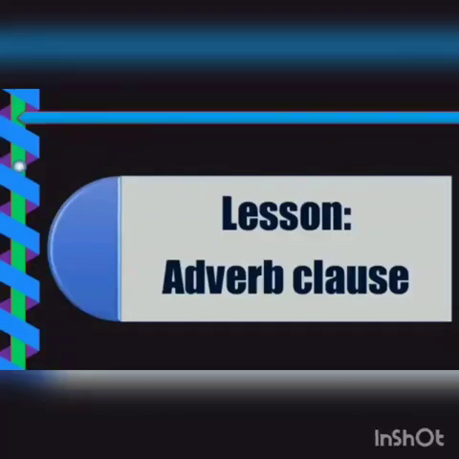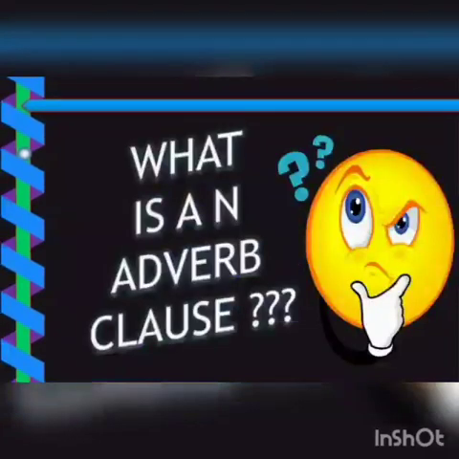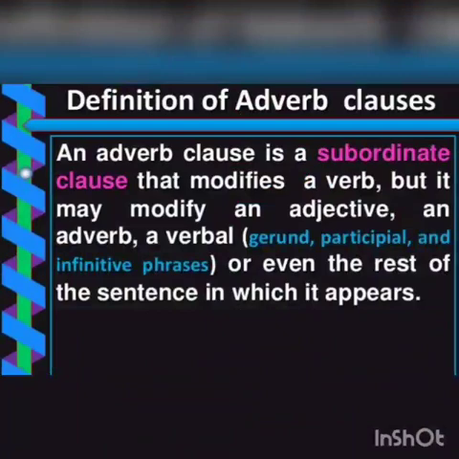Let us now study the second type of clause, the adverb clause. Let us first understand what is an adverb clause and then we will study the types of adverb clause. An adverb clause is a group of words, that is, it is a combination of subject and a verb that functions as an adverb in the sentence. The adverb clause modifies the verb in the main clause.